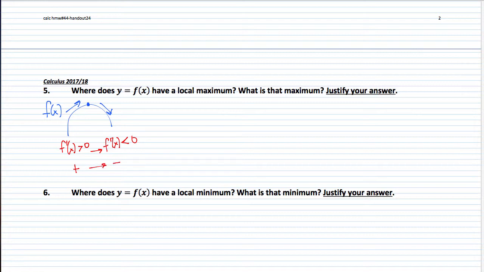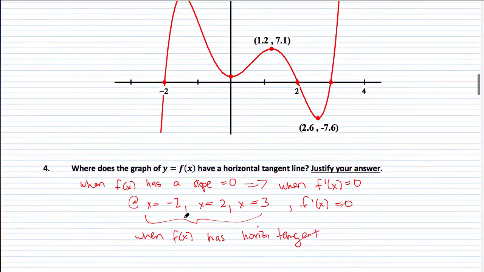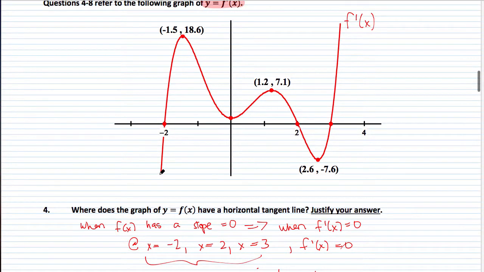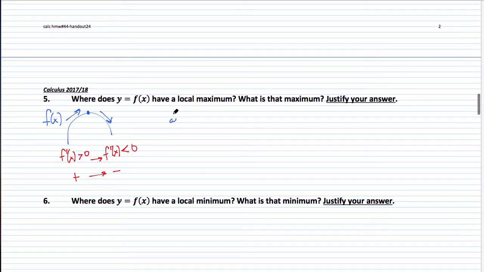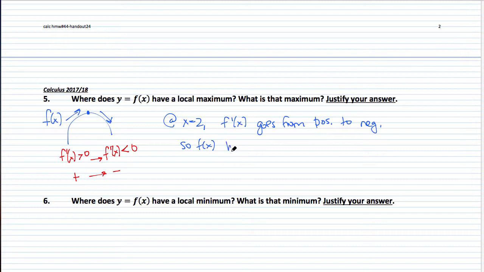So where does this occur? If I go and look at my graph, I see that my derivative, my f prime of x, goes from negative to positive here at negative 2. Then it's positive, and then at x equals 2, it goes from positive to negative. So this is what I'm looking for. So at x equals 2, f prime of x goes from positive to negative. So f of x will have a local maximum at that location.